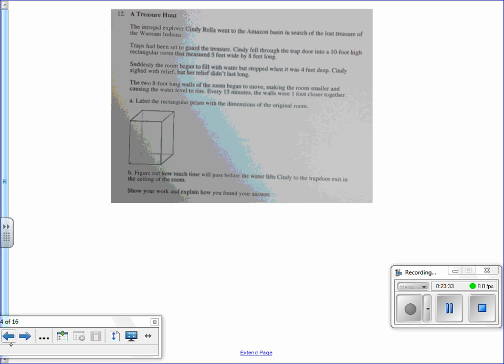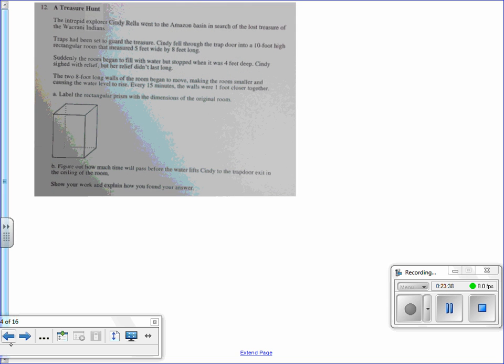Treasure hunt. The intrepid explorer, Cinderella, went to the Amazon basin in search of the lost treasure of the Guarani Indians. Traps had been set to guard the treasure. Cindy fell through the trap door into a 10-foot-high rectangular room that measured 5 feet wide by 8 feet long. Suddenly, the room began to fill with water, but stopped when it was 4 feet deep. Cindy sighed with relief, but her relief didn't last long. The 2 8-foot-long walls of the room began to move, making the room smaller and causing the water level to rise. Every 15 minutes, the walls were 1 foot closer.